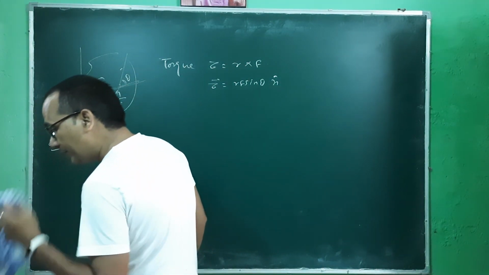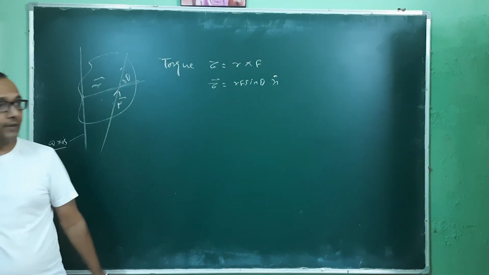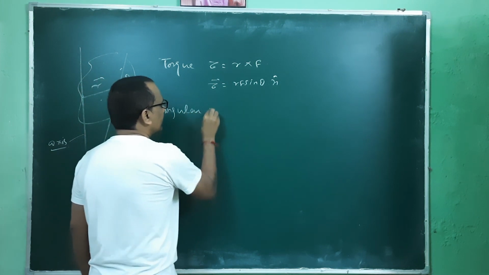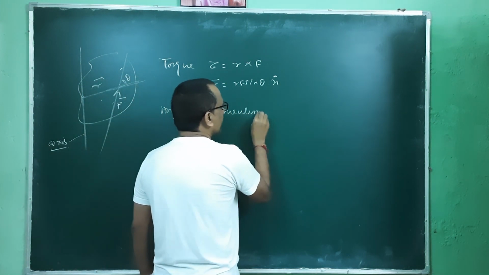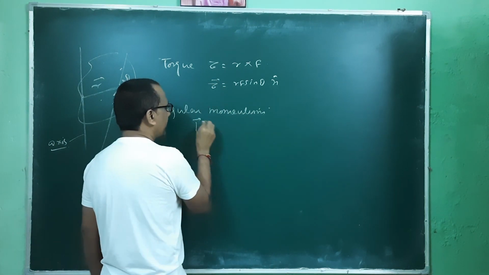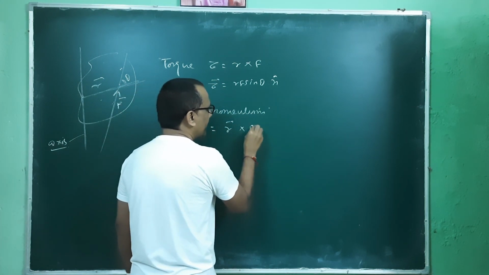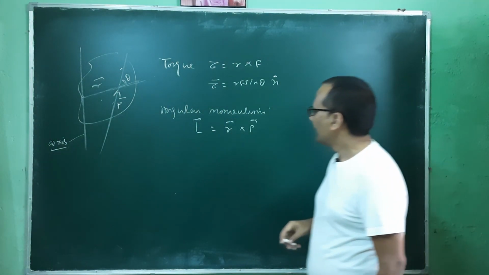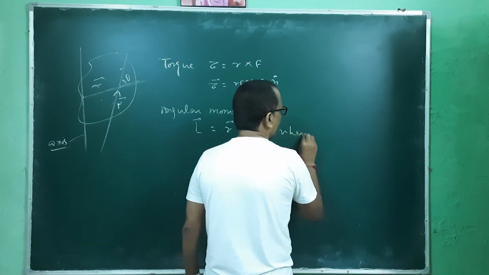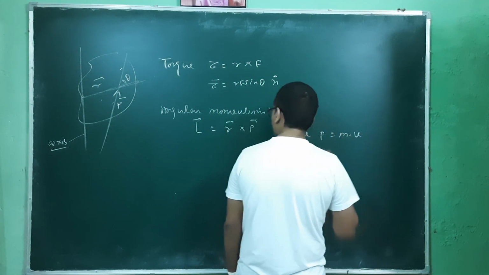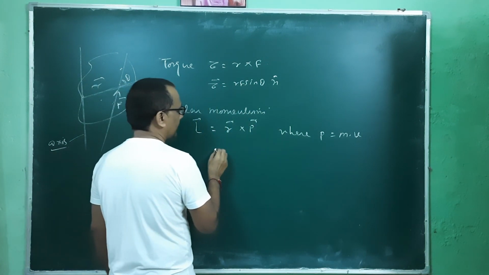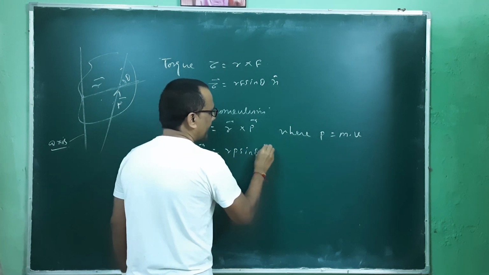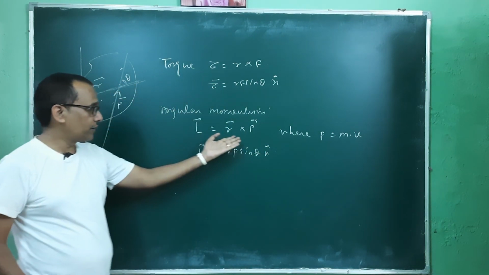Then we have defined another physical parameter in rotational motion, and that is the angular momentum. The angular momentum is represented by L, and this is equal to R cross P. Here R is again the displacement vector, and P is the linear momentum, where P is equal to mass multiplied by v. So L is equal to RP sin theta n cap, just analogous to the first one, the vector product of R and P.